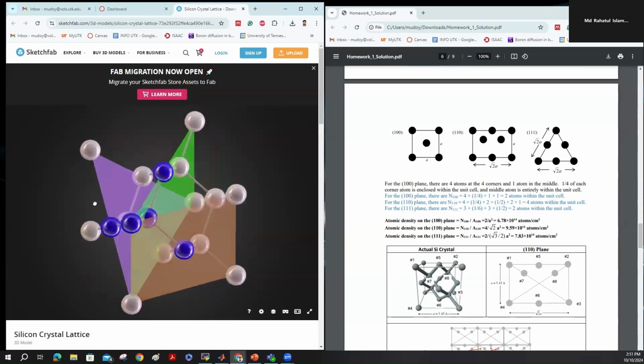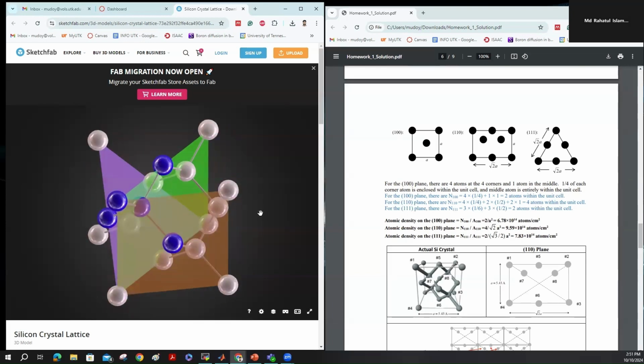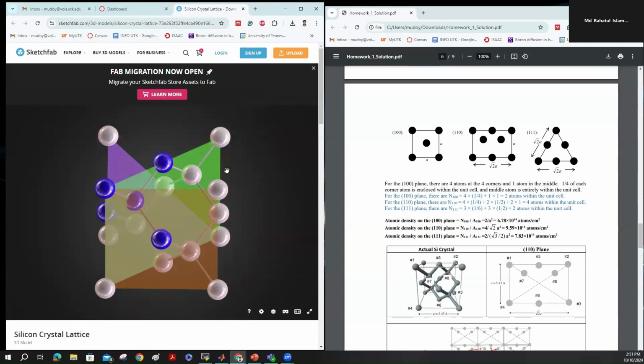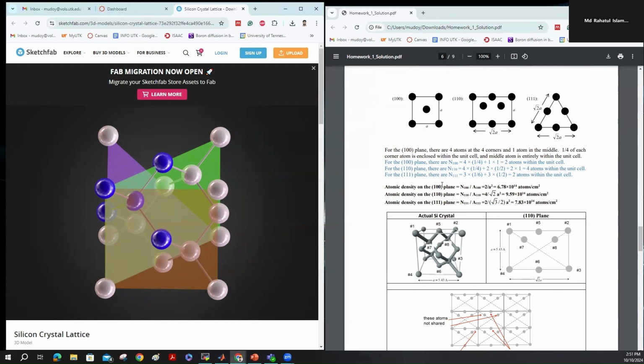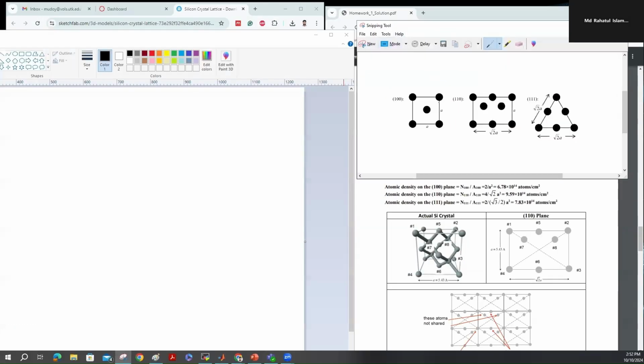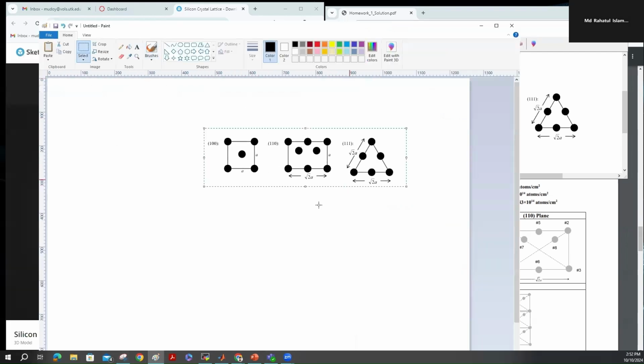So yeah, this is an interactive 3D crystal. I'll post the link in the canvas of this website. It's helpful actually in understanding the planes. So for the 100 plane, as you can see, the corner atom is not fully inside the plane. Let me take a screenshot of these pictures. Paste it right here. So okay, let's focus on the 100 plane.